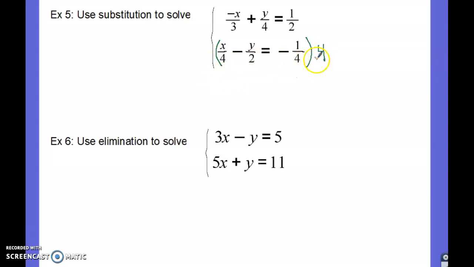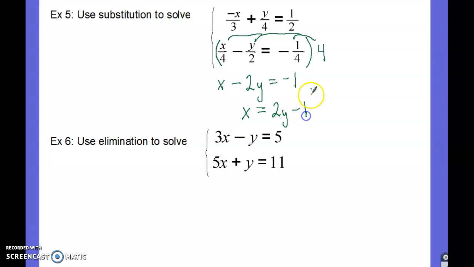So as I'm distributing this 4 into everything, the x over 4 times 4 would cancel out the 4's. Now 4 divided by 2 is 2y is equal to negative 1. And now I'm going to do this slightly different. I'm going to get x by itself, because the previous problem had y by itself. So let me identify what I'm talking about. Once you get a variable all by itself, you can replace it in the other equation with this value. So I can go to this top equation and replace that x with 2y minus 1.